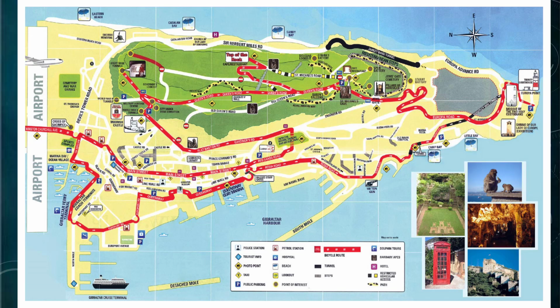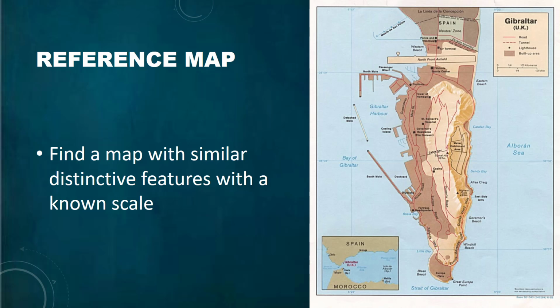So what we're going to do is use that last method that I talked about in the last video, using a reference map that has similar distinctive features on it in order to figure out the scale between the two, right? So here is a standard map from the CIA World Factbook that shows the major features that are on this map, and I'm going to just flip back to the other one for a second so you can see some of those.